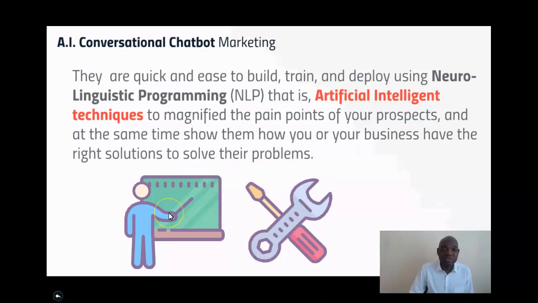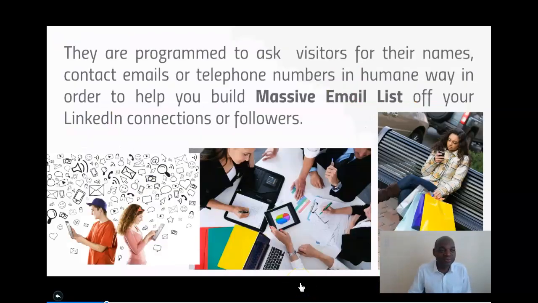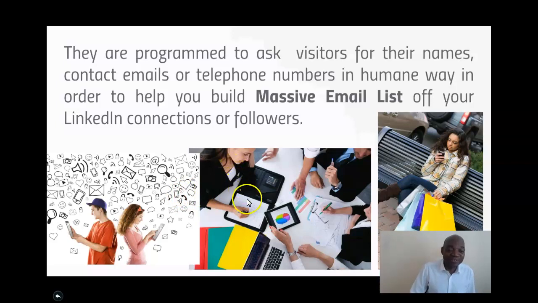You use a conversational chatbot to train people 24 hours. You can use it to solve problems or help your clients as a help desk and so on. They are programmed to ask visitors for their names, contact emails, and telephone numbers in a humane way in order to help you build massive email lists of your LinkedIn connections or followers. The primary purpose actually is to use a conversational chatbot to draw people out of LinkedIn, give you their own email contacts, and you are able to continue the conversation with them outside of LinkedIn.